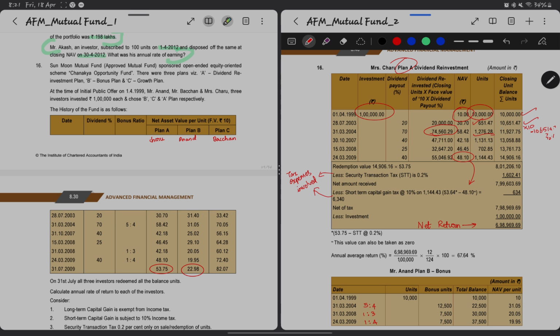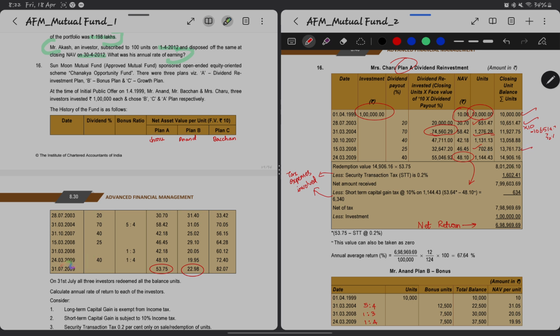This again will get added to the closing balance of units. Then the same way continues for 2008, 28%, 25% dividend on this 13,058 multiplied by 10. So 32,647 is the dividend that is received, and which will again get reinvested as on that date's NAV, which is nothing but 46.45. So 702 units will get added to the existing closing balance, 13,761.